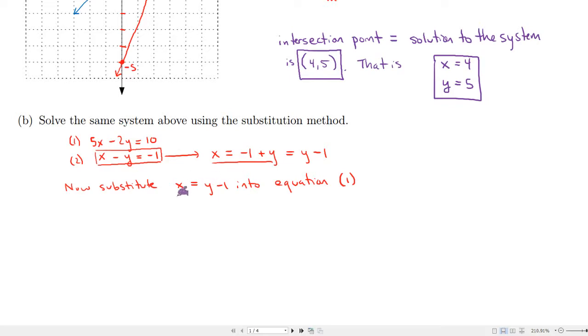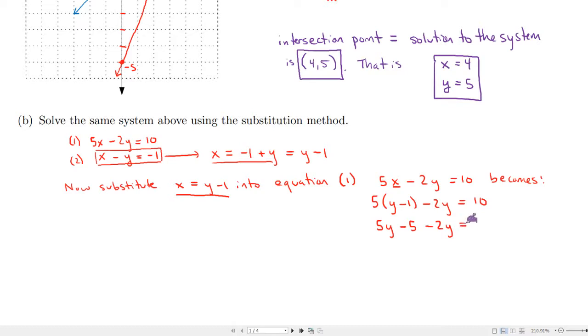So if I replace x with y minus 1, then what happens? Then 5x minus 2y equals 10 becomes 5 times y minus 1, replacing the x with y minus 1, minus 2y is equal to 10. And you see now I only have y. So this is actually going to tell us what y actually is. So distributing the 5 and simplifying, 5 minus 2 is 3y minus 5 is equal to 10. And then I can add the 5 over here.